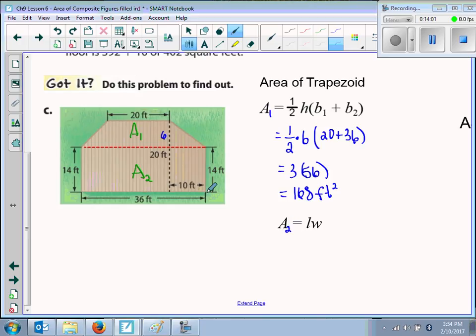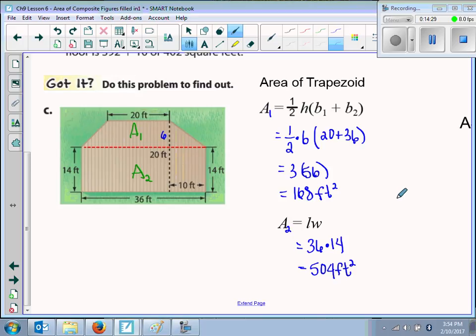What am I going to multiply for the rectangle? What times what? Pretty simple. Yeah, 14 times 36. Very good. So the length is 36. The width is 14. And when we multiply that, we end up with 504. Very good. And that's feet squared.